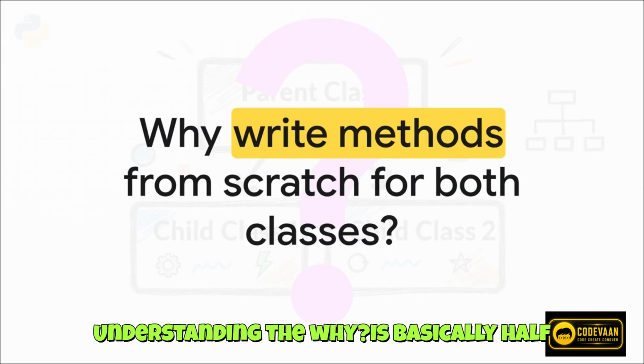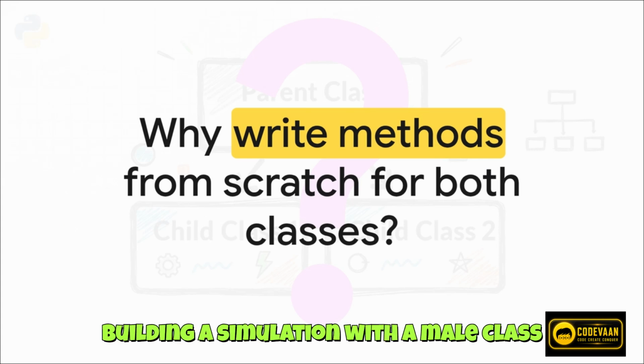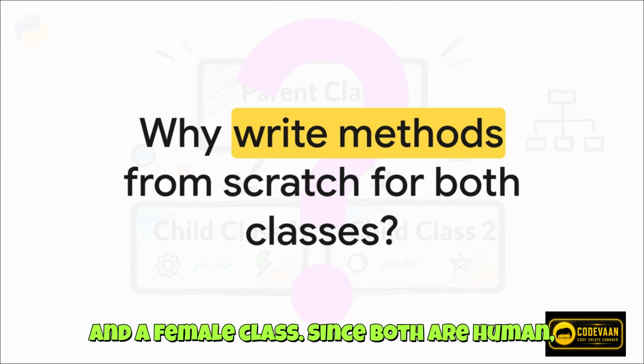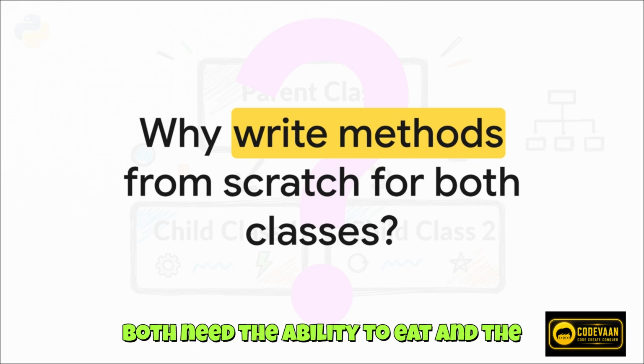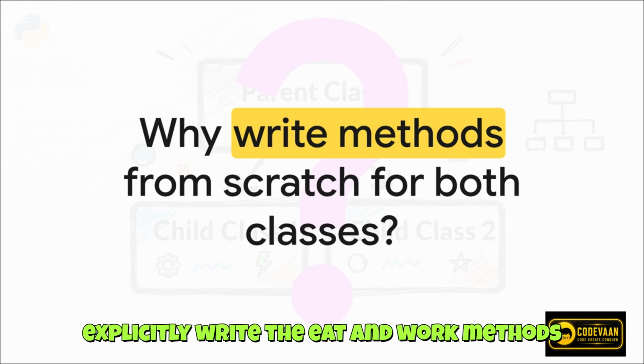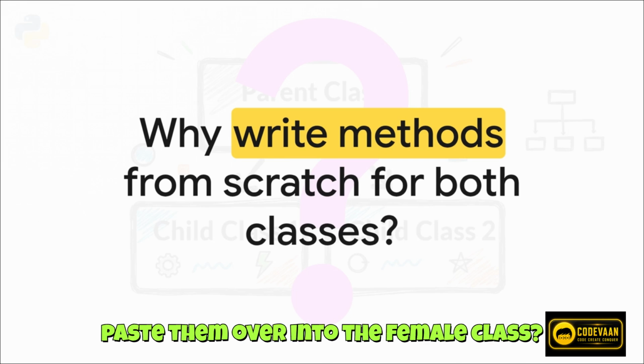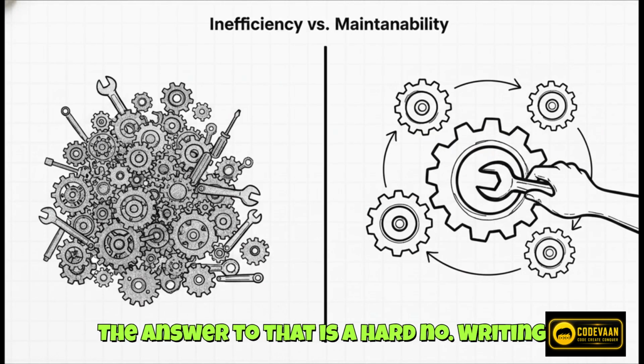Understanding the why is basically half the battle in computer science. So think about this scenario. Imagine we're building a simulation with a male class and a female class. Since both are human, both need the ability to eat and the ability to work. So shouldn't we just explicitly write the eat and work methods into the male class and then copy and paste them over into the female class? The answer to that is a hard no.